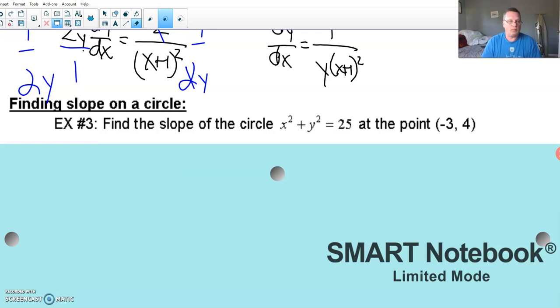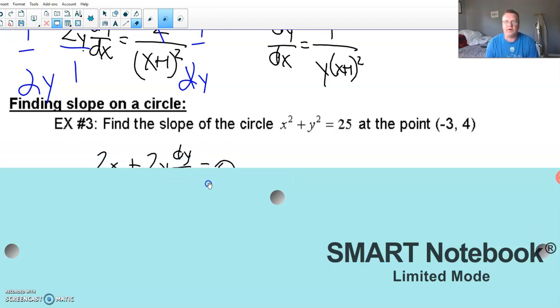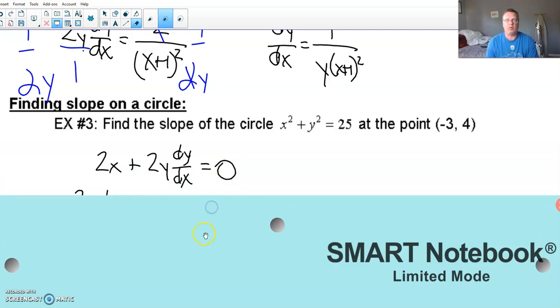Okay. So find the slope of a circle, x squared plus y squared equals 25 at the point (-3, 4). So remember what the slope is. The slope is the first derivative. So we have to use implicit differentiation. The derivative of x squared is 2x. The derivative of y squared is 2y dy/dx. And the derivative of 25 is 0. So that's the derivative: 2x plus 2y dy/dx equals 0.